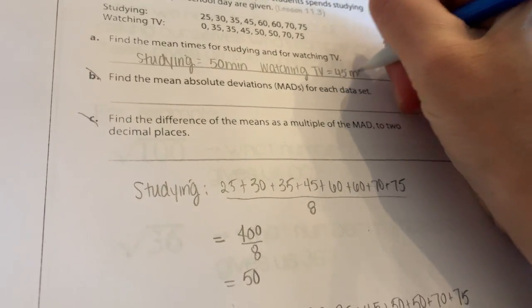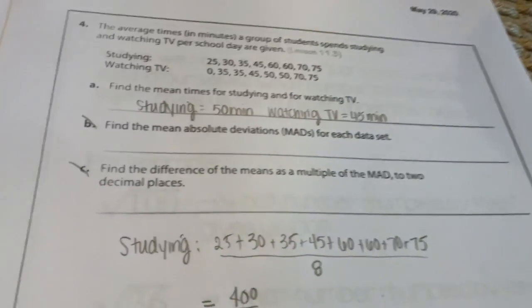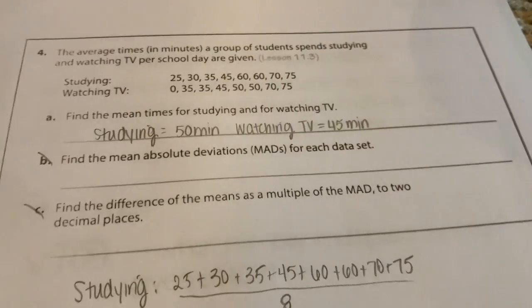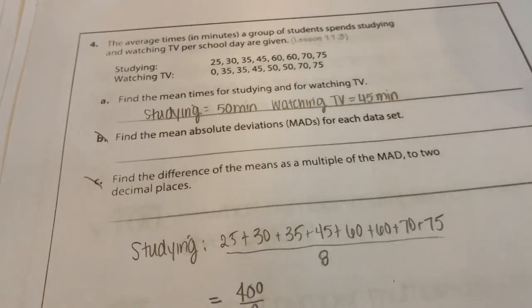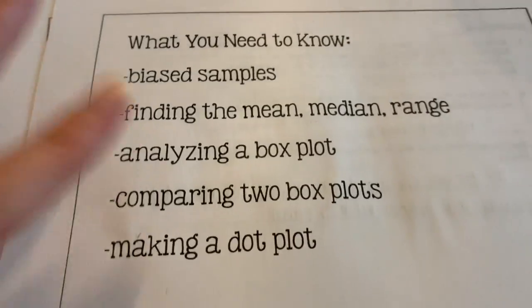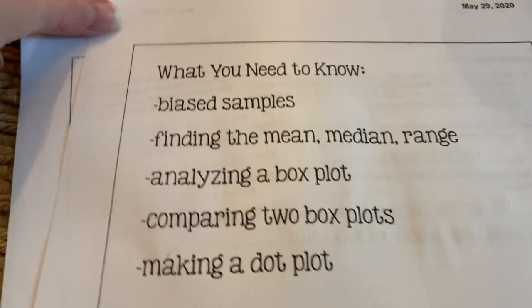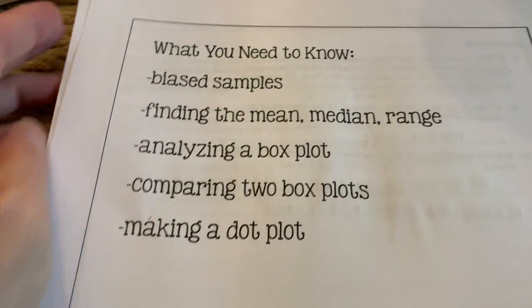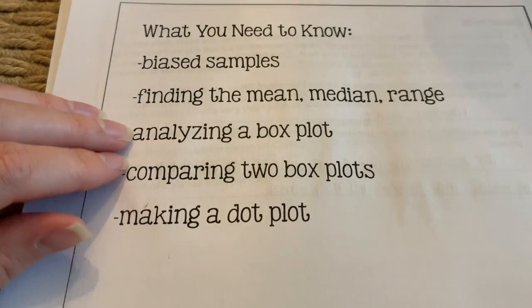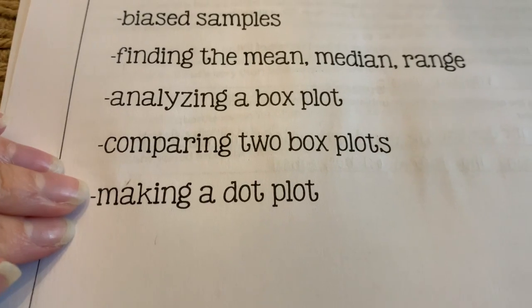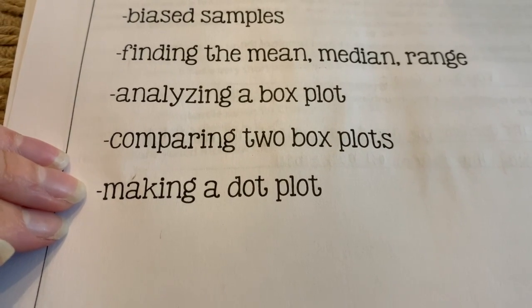And that's it. So like I said, I'm not going to make you guys do the mean absolute deviation or the difference of the means for this test. I spared you from doing all that work. So this is just the basics of what you need to know. So let me go back to the list. You've got to be able to tell me if a sample is biased or a question is biased. You have to be able to find the mean, the median, the range, analyze a box plot like we did, and compare two box plots, and then also make your own dot plot, which is super easy.